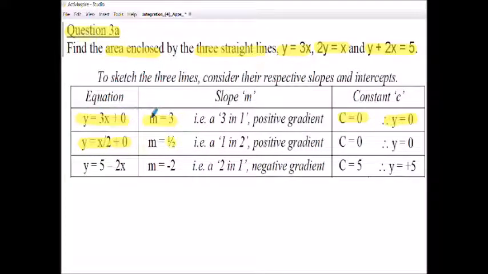The m is a half here, so a shallow gradient, and the y-intercept is 0 again. And the last equation, y plus 2x equals 5, rearranged becomes y is equal to 5 take away 2x. So the m, the gradient in this case, is actually -2, so a negative gradient, and the constant, the y-intercept, is 5. So given this information, we could actually sketch the graph of the three lines.